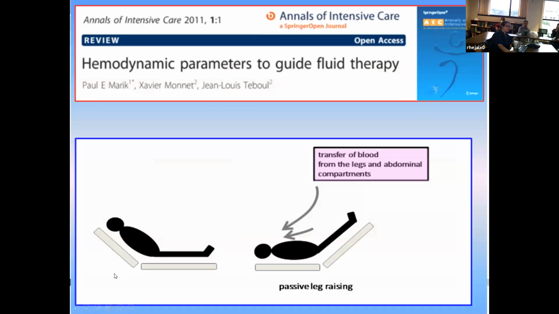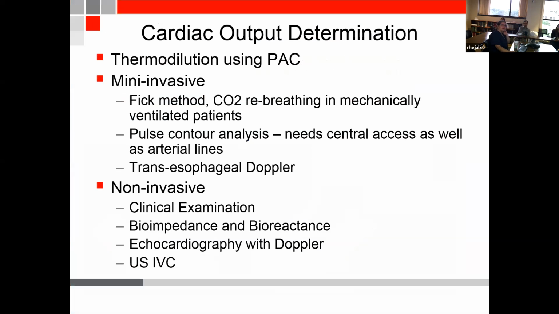Key to do a good passive leg raising, you have to take the patient not from a flat position to legs up; you have to put them in upright and then flip it. You'll be like this, and then you get the head down, legs up, so that you have the beneficial effects on it. To determine cardiac output, there are 3 ways of doing it. There's the real invasive way, there's the mini-invasive way, and the non-invasive way.